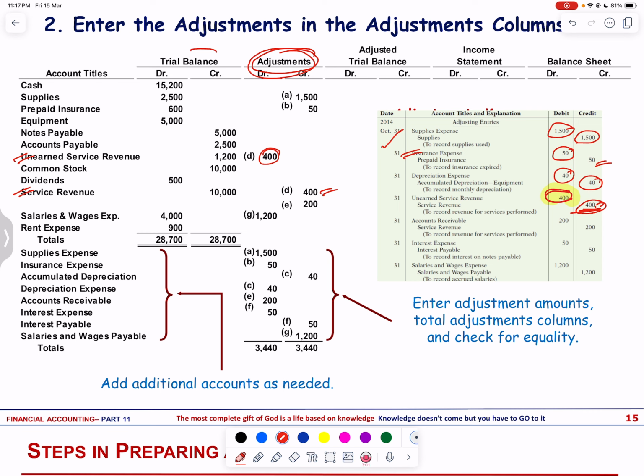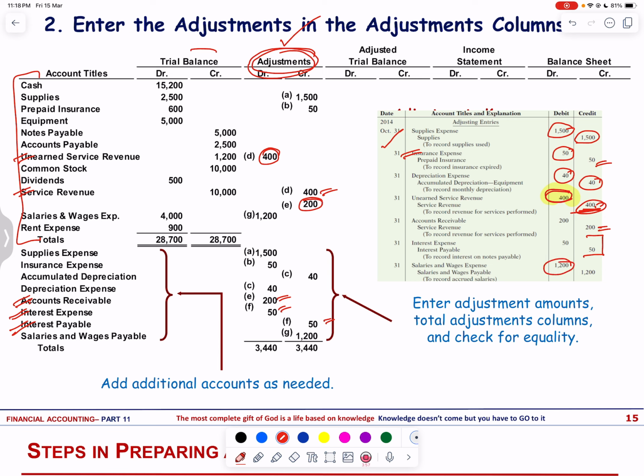Next we have accounts receivable and service revenue. We can see that there is no accounts receivable in the trial balance, so we are adding the accounts receivable account, and this is debit by 200, and service revenue is credited by 200. Remember, we have to make all adjustments in the adjustment column only. Next, we have interest expense, and there is no interest expense in the trial balance, so we have added the interest expense, and obviously interest payable is also not there, so both the accounts have been added, and interest expense is debit and interest payable is credit. And finally we have salaries and wages expense debit by 1200.